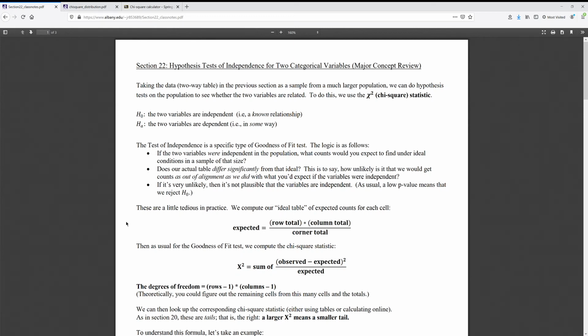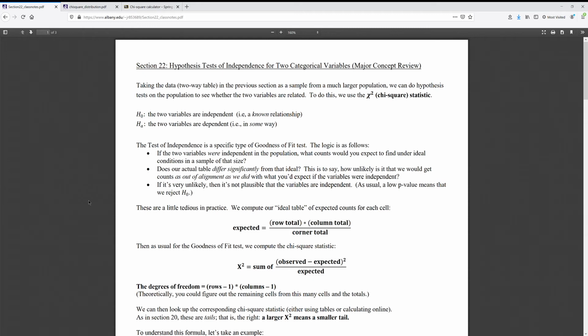Okay, section 22. This section combines the previous two sections, talking about goodness of fit hypothesis tests and two-way tables. So, first the theory, and then in a second video we'll do an example. So the idea is that we start with a two-way table.